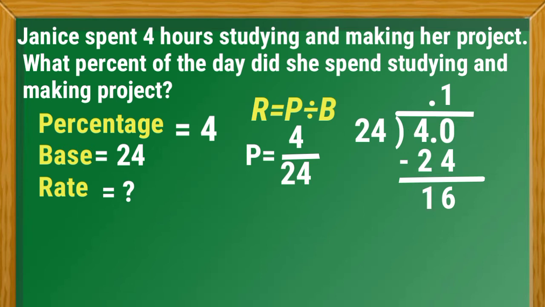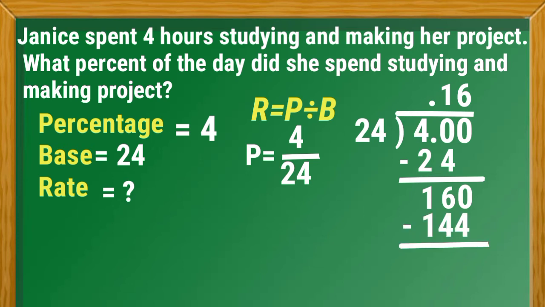That is 16. 16 divided by 24 cannot be. So we have to add another 0. And then bring down. This will be 160 divided by 24 is 6. 6 times 4 is 24. Then 6 times 2 is 12. Plus 2 is 14.